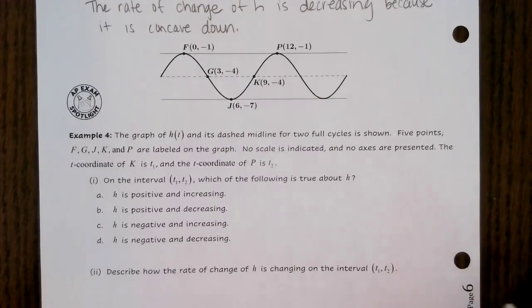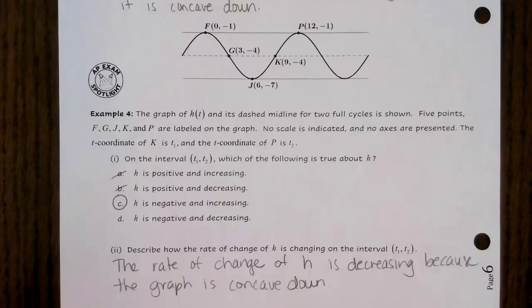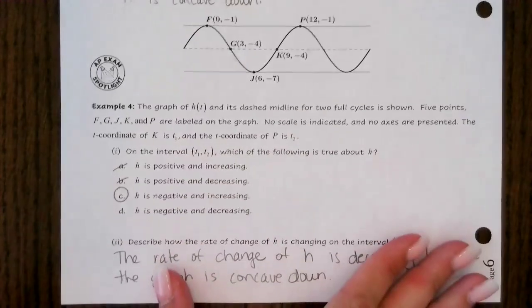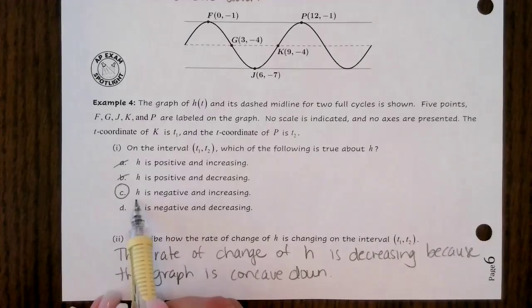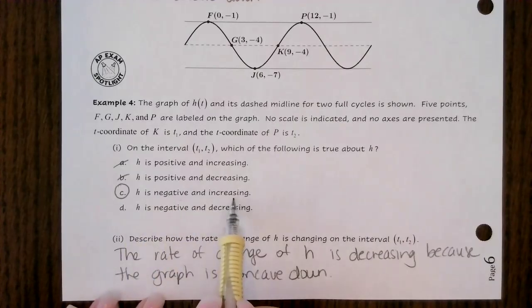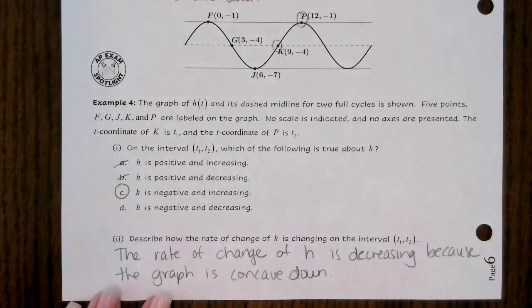All right, so go ahead and pause it and try this problem here. It's very similar to that one up on top. All right, so here's what you should have gotten. H is negative and decreasing. And we know that, again, because you circled the 2 points that it's talking about.